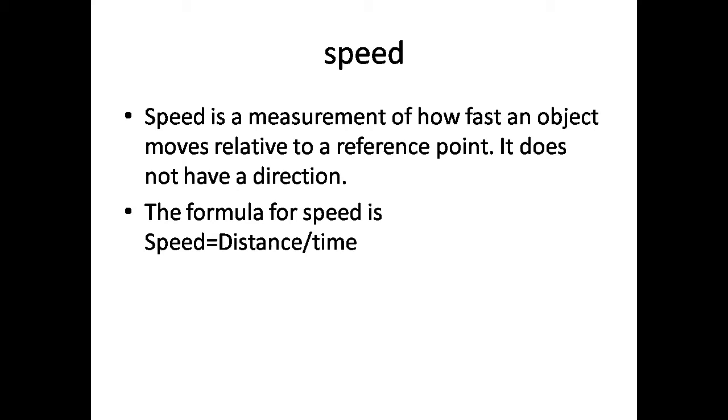It doesn't have direction. So if I were to say I'm going 60 miles an hour, that doesn't really tell you if I went 60 miles in one direction or a different direction, or maybe just went in a circle and ended up right where I started from. But my total distance would be 60 miles, and I did it in 1 hour. And that kind of tells you the formula. The formula is speed equals distance divided by time.